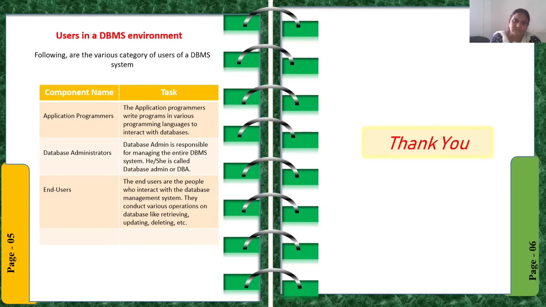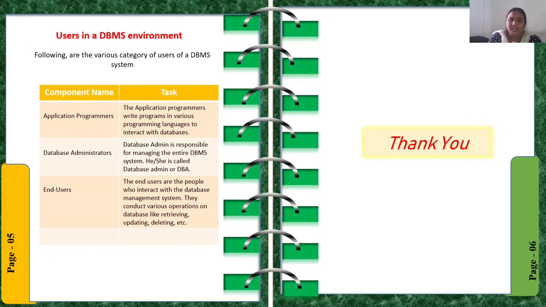Database administrator: a database admin is responsible for managing the entire database management system. He or she is called a database admin or DBA. After it is developed, the admin is very, very important. The developer is different, and the admin is different. Once the developer has delivered it, the administrator is the main person, who decides, according to what the developer created, what the higher authority is and what the end user can access. So the admin manages the entire database management system that was created.